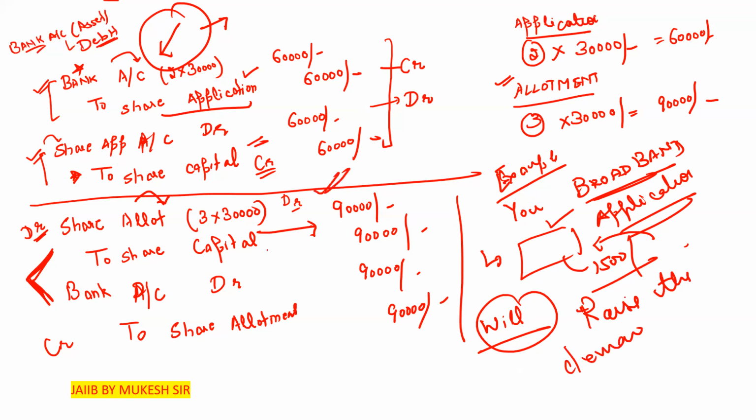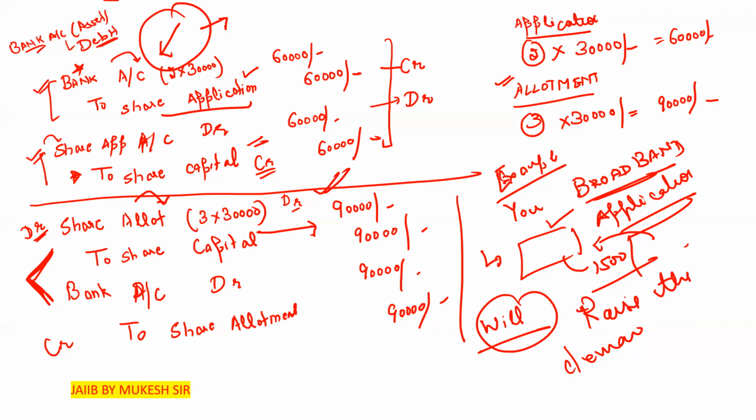Similarly, this will happen here. Only in the first step, at the time of the application, because the organization does not have enough information regarding the applicant, at that time the bank account is going to be debited. Why debited? Because bank account is an asset. So the asset is going to be debited. Liability we are going to credit. So please remember that.